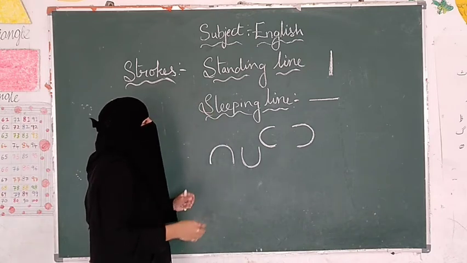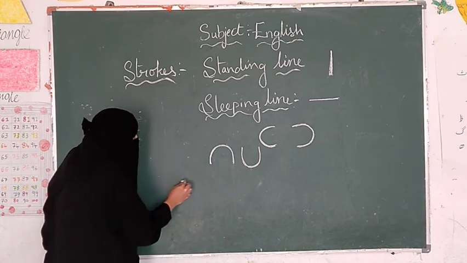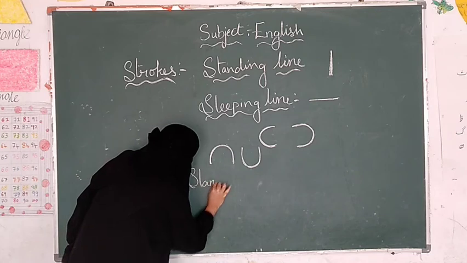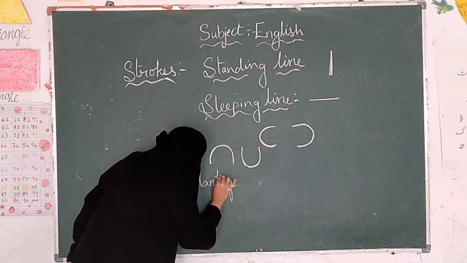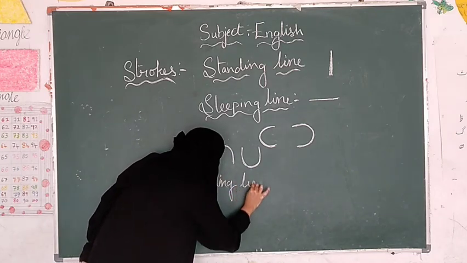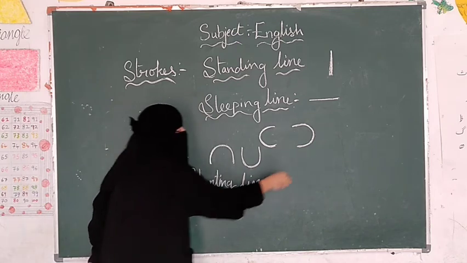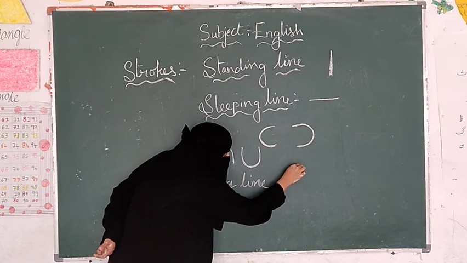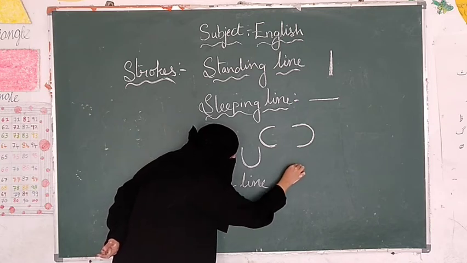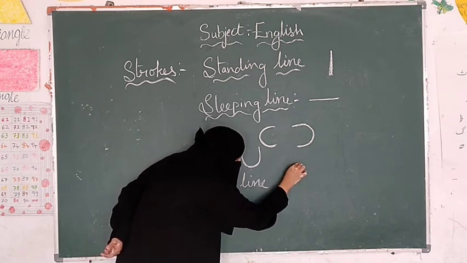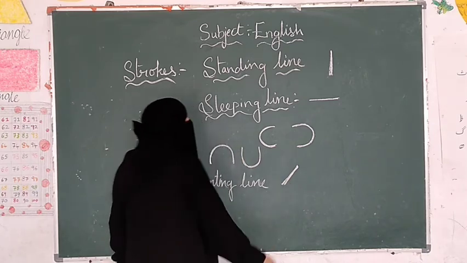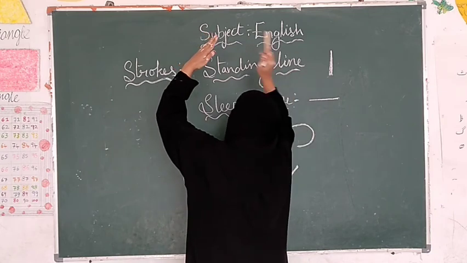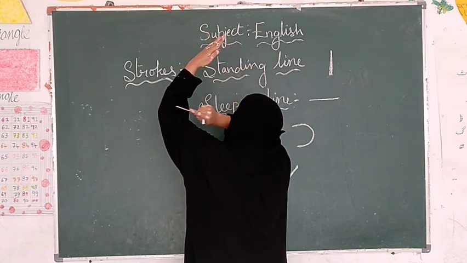So, slanting line. Now come to the slanting line. This slanting line is slightly towards the right direction and it is slowly going downward. See, you can take the example of your hand like this. You can make the hand in a slanting position also.